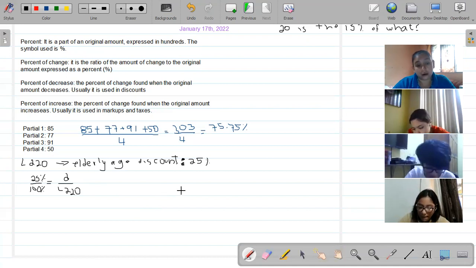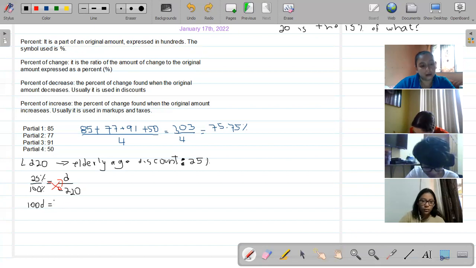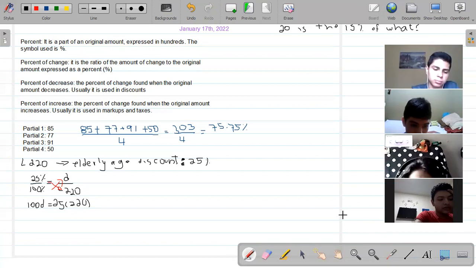You can use whichever letter you want, okay? And what do we do now? We solve it like we know to solve proportions, with the rule of 3 or multiplying extremes with extremes and means with means. And what do we get? We get 100 times D, that is 100D, equals 25 times 220. And this is the multiplication that we are supposed to do. But it is easier for us to not multiply it yet. Okay, let's leave the variable completely unknown.